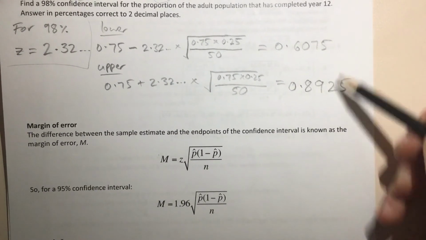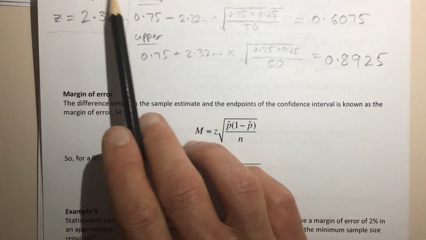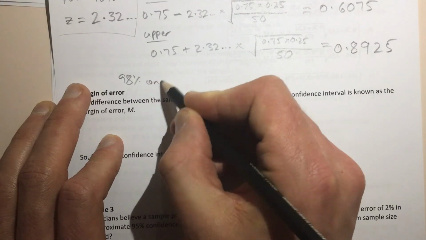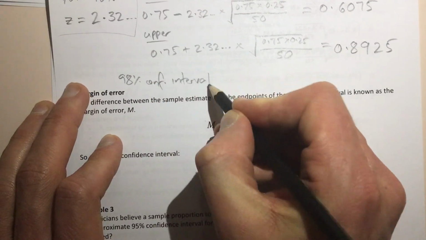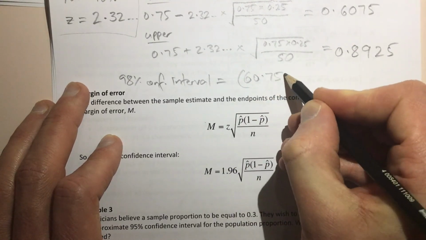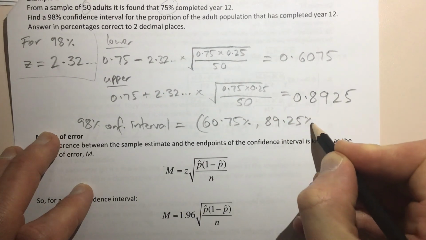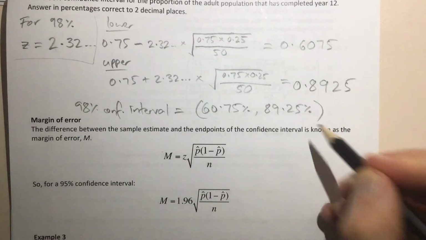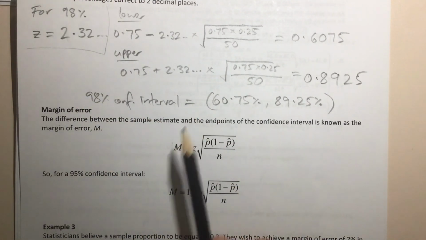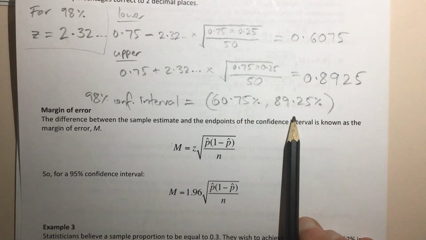So we've got our lower and upper end of the confidence interval, right? But we're asked to answer in percentages correct to 2 decimal places. So the 98% confidence interval is 60.75% to 89.25%. Okay, so in other words, based on this particular sample, we would be 98% confident that the population proportion is somewhere between 60.75% and 89.25%.